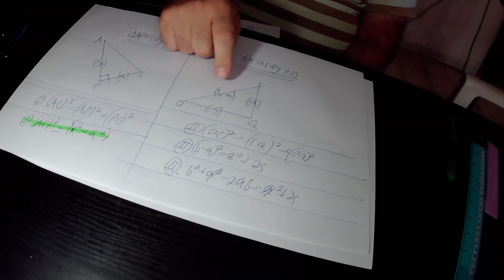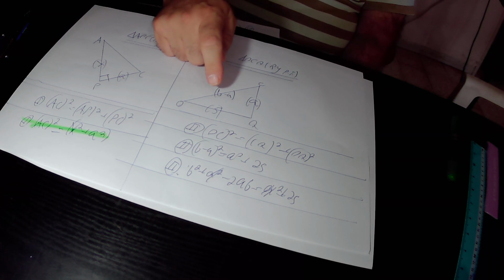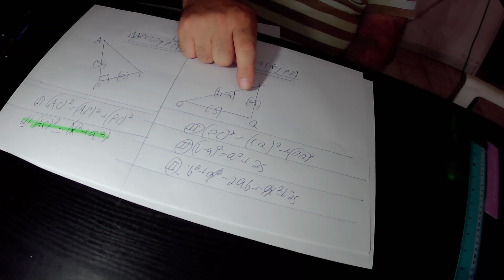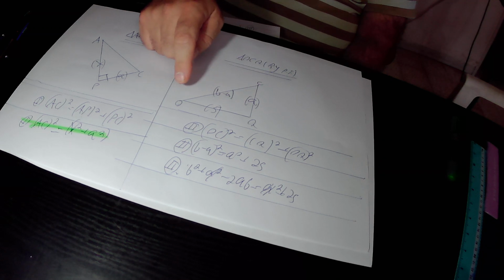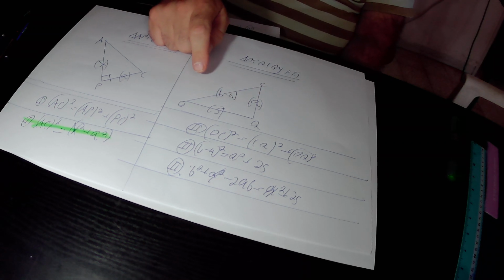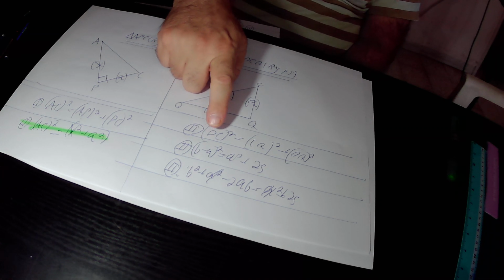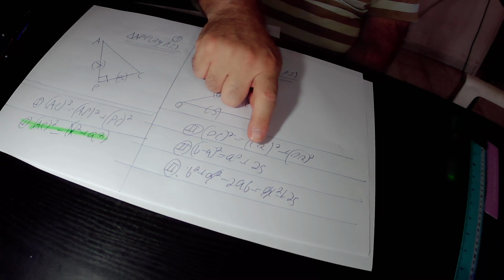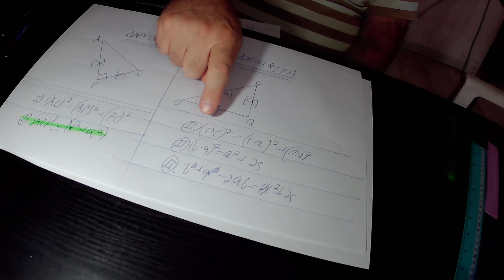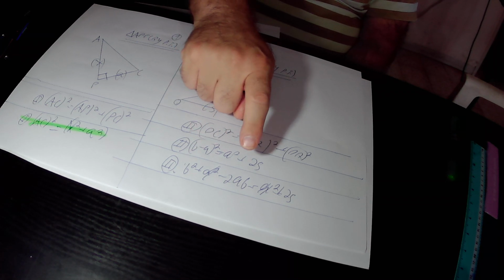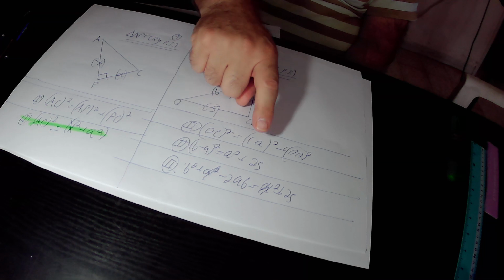OC is b minus a, therefore OC squared is (b minus a) squared, and it is equal to CQ squared. CQ is a, therefore CQ squared is a squared, plus OQ squared. OQ is 5, therefore OQ squared is 5 squared. So in total, according to equation 2, we find that (b minus a) squared equals a squared plus 25. (b minus a) squared is b squared plus a squared minus 2ab, and it equals a squared plus 25.